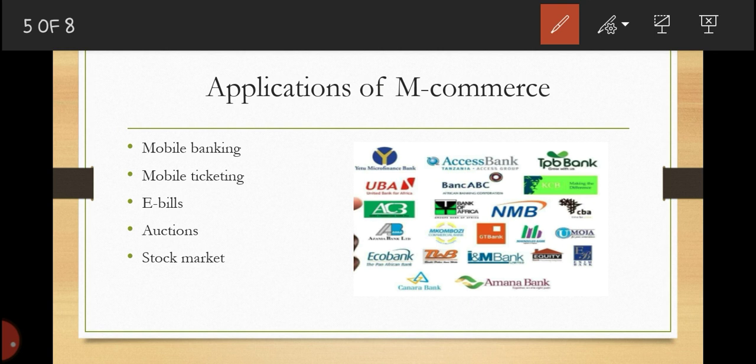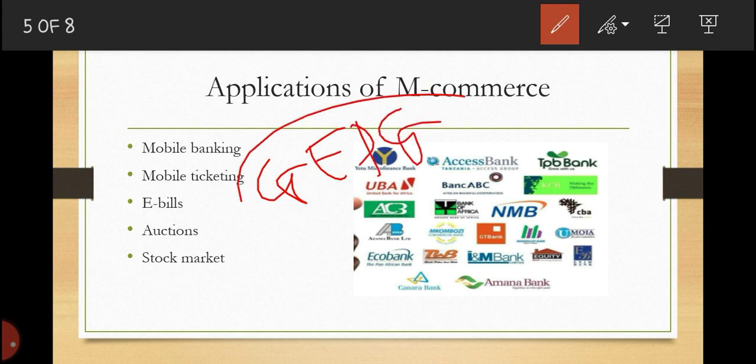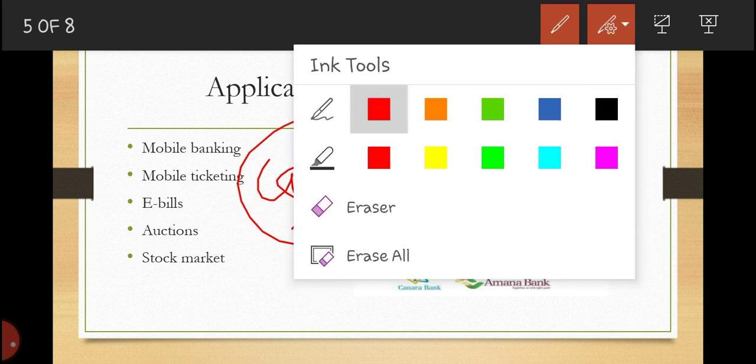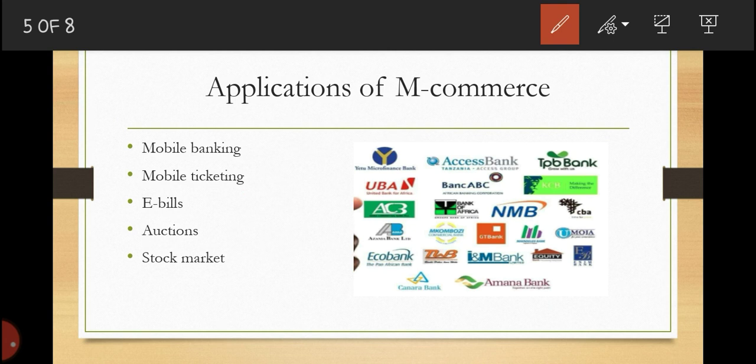We have e-bills now. We have GePG in Tanzania. It's a service where you can pay government bills online. E-bills include mobile vouchers, mobile coupons to be redeemed, and even loyalty points or card systems can also be used. Apart from this, we can do online auctions. They have now been developed and made available via mobile phones as well. So another application of mobile commerce is auctions.